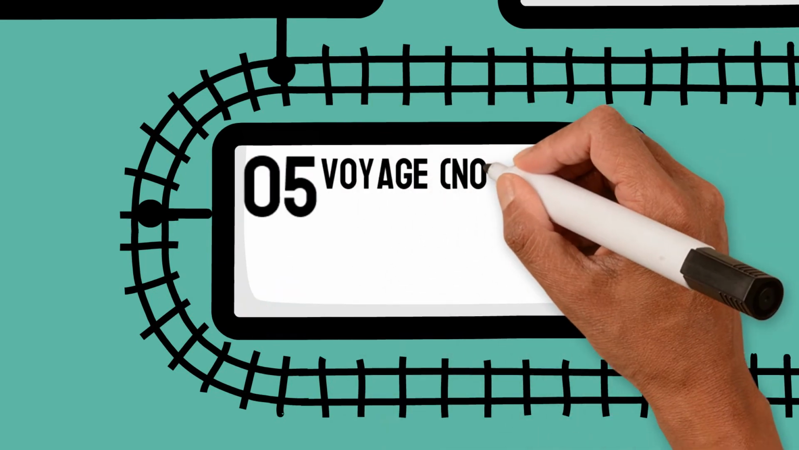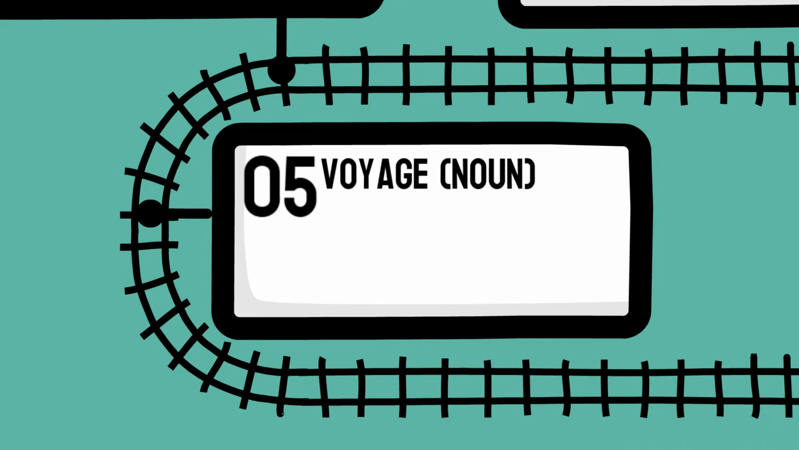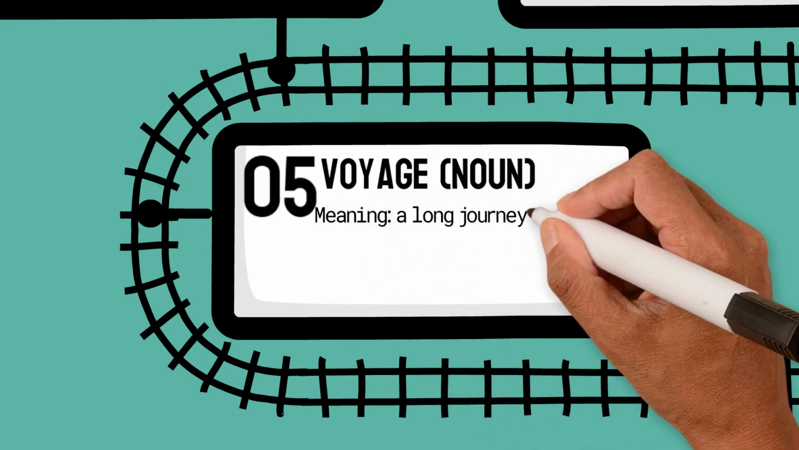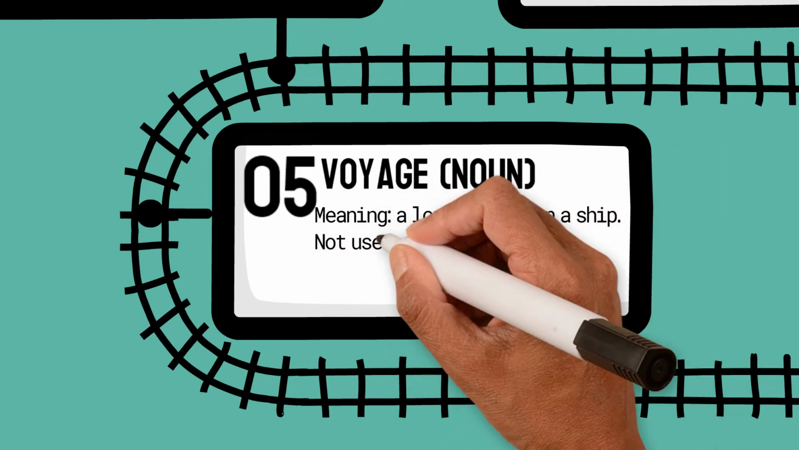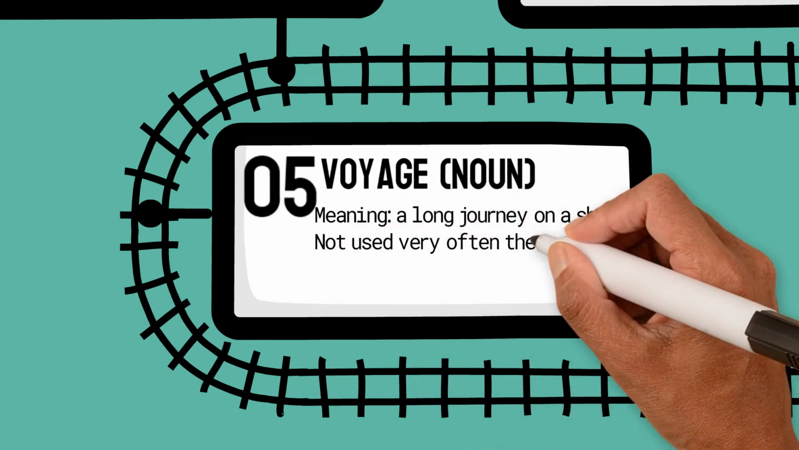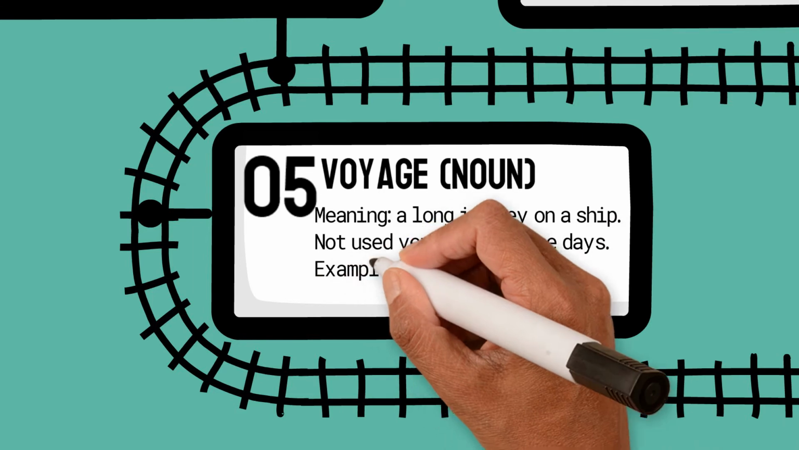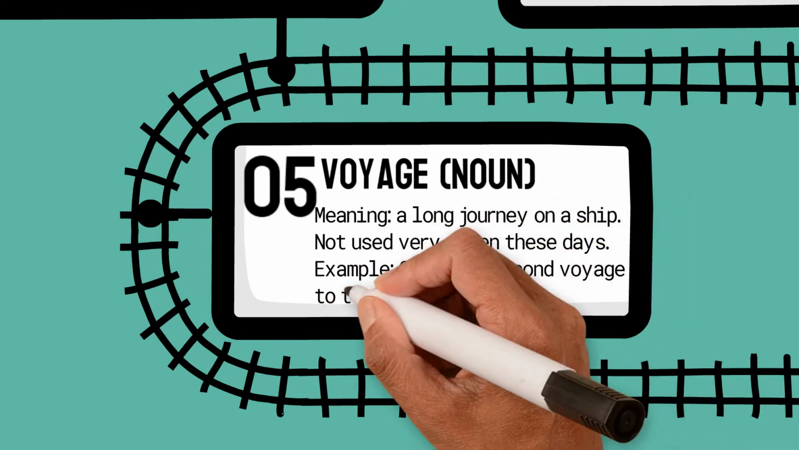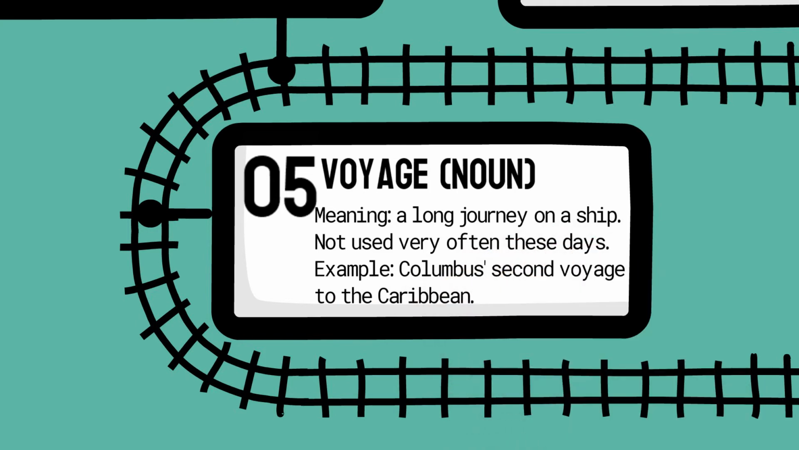And the fifth one, the fourth word actually, but the fifth example, we have voyage, which is a noun. So this is a long journey. Usually we use this about a ship, and to be honest, it's not used very often these days, when thinking about trips or journeys. So it would be Columbus's second voyage to the Caribbean. So we're thinking about something that happened a long time ago and on a ship, and took a long time as well.